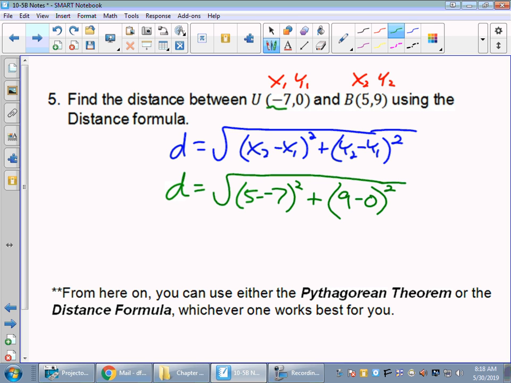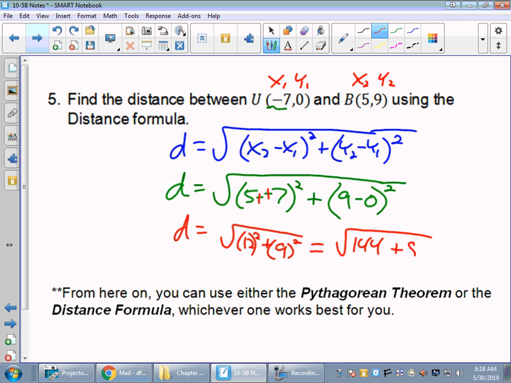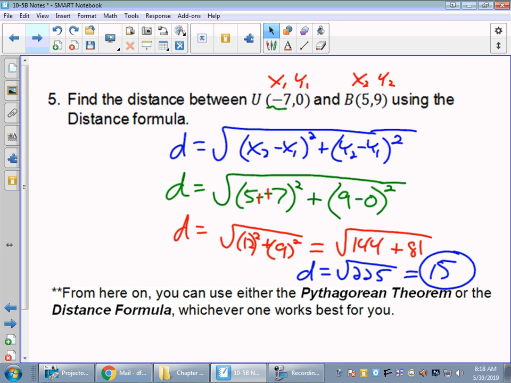Okay, so now doing the math underneath the radical here, we would say d equals, well, the two negatives make a positive, so it would be 12 squared plus 9 minus 0 is 9 squared. So really, we've got the square root of 144, because 12 squared is 144, plus 81. Therefore, distance equals, we add those up to 225, which as a square root goes to 15. 15 would be our answer. Okay? So from here on out, you can use either one you like, but those are a couple instances of the distance formula for you.